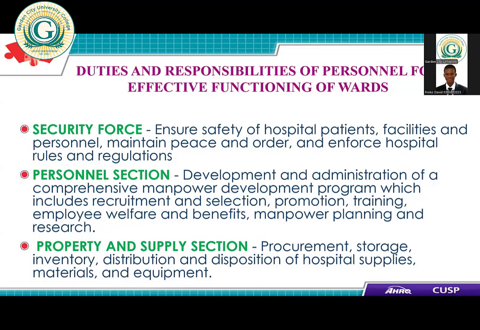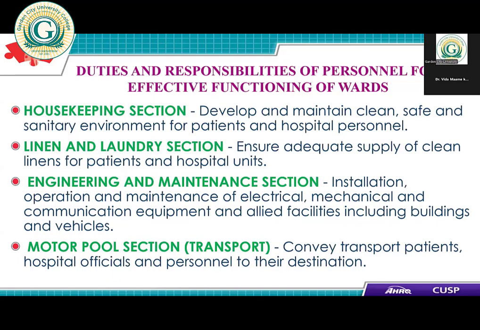We also have the housekeeping section. We have linen and laundry, which ensures adequate supply of clean linens for patients and hospital units. Engineering and maintenance covers system installations, operation, and maintenance of electrical, mechanical, and communication equipment and allied facilities, including buildings and vehicles. We also have the motor pool section to convey and transport patients wherever they want to go.